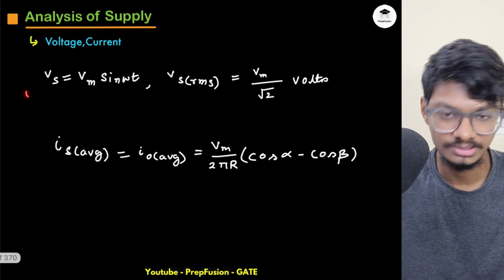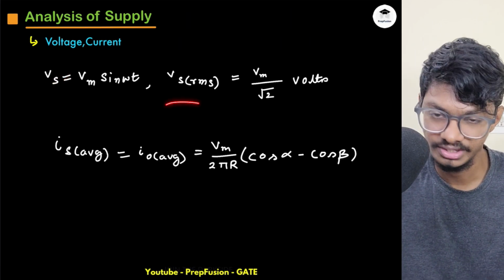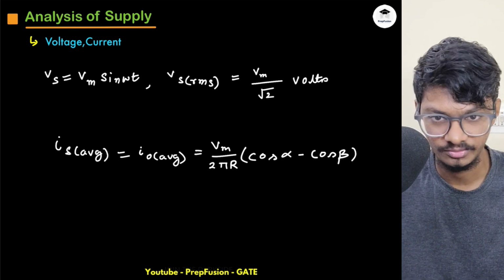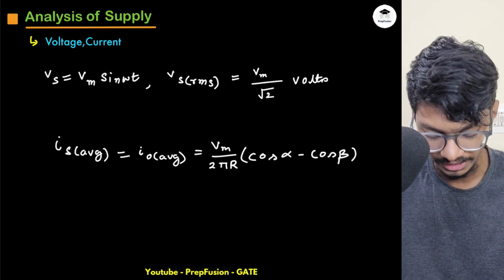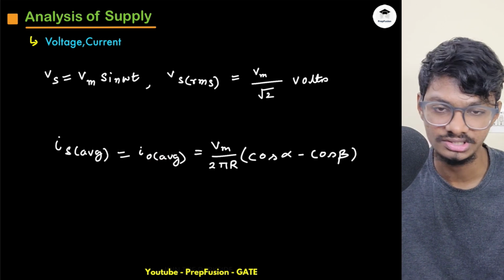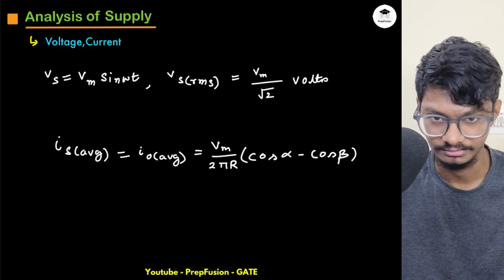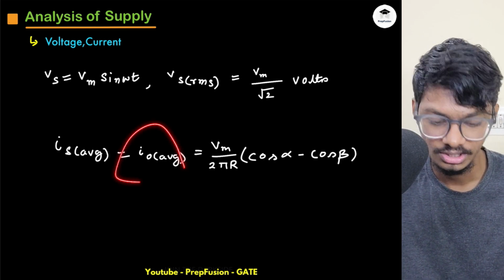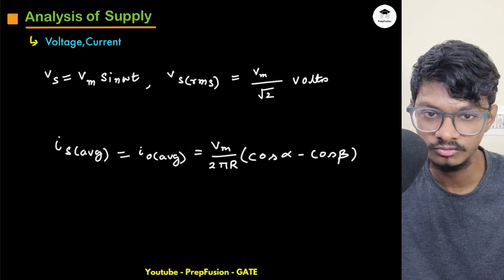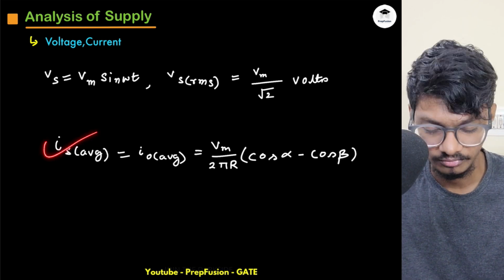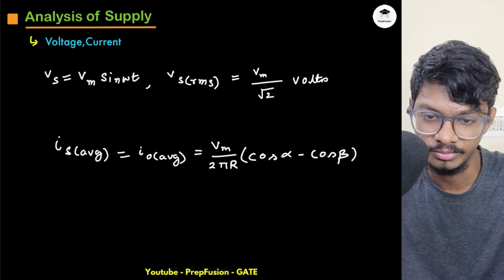Now what about the supply side? On the supply side, my Vs will be Vm sin omega t. My RMS value of supply will be Vm by root 2. This will never change. But my IS average will be equal to simply IO average, because IS is equal to IO always. So this will be the same as Vm by 2 pi R, cos alpha minus cos beta. So you just numerically find IO average from VO average, and from there you can easily write your IS average as well, because these two things are equal.